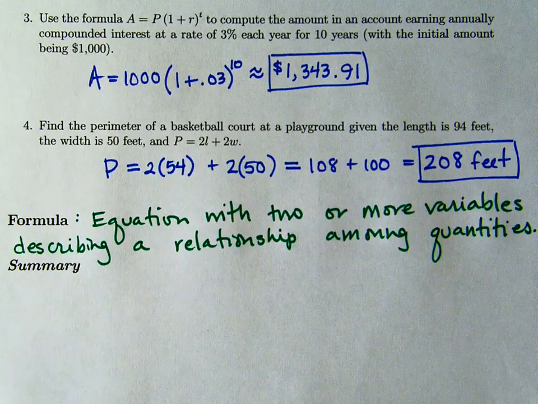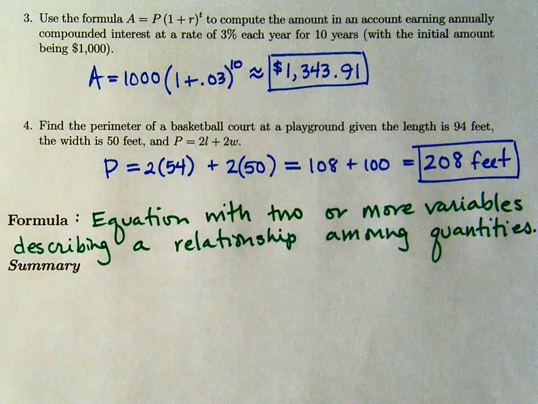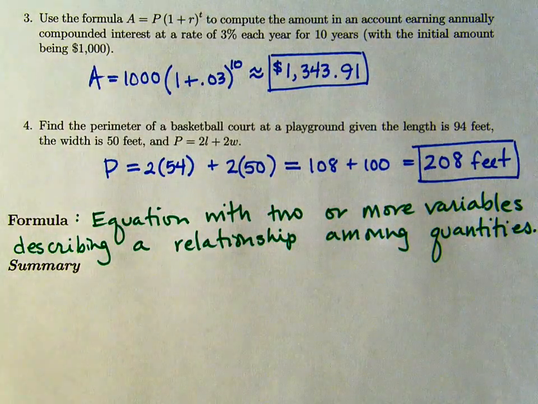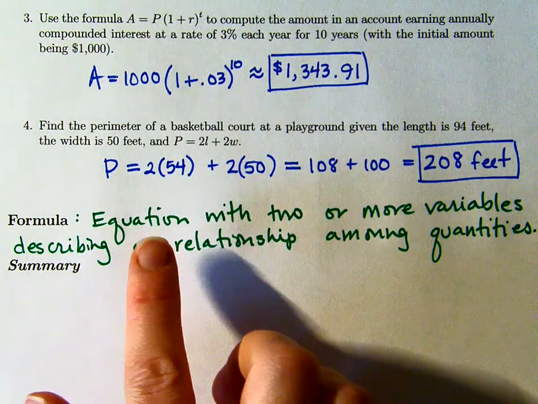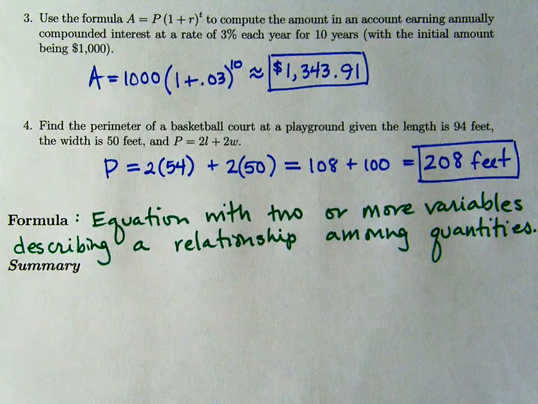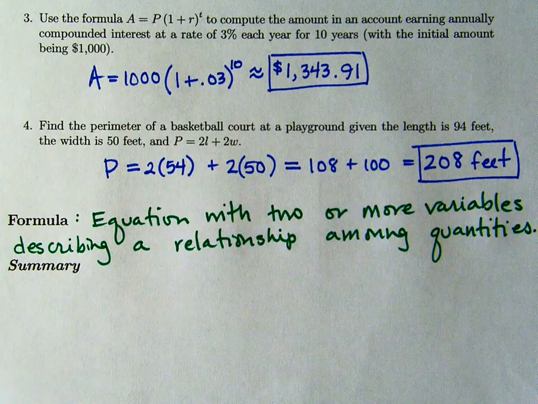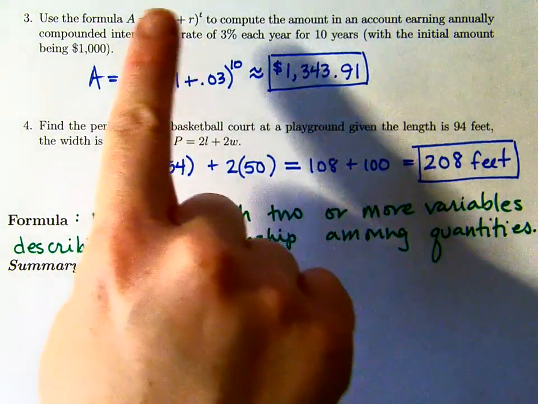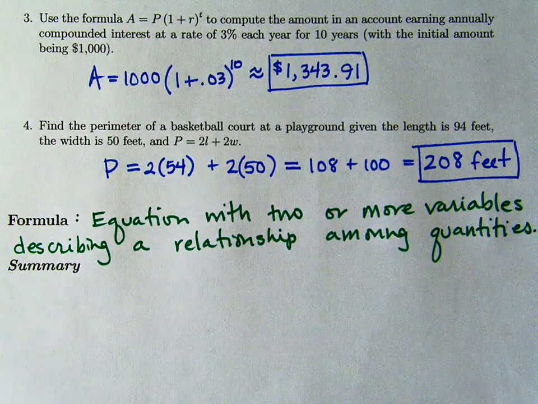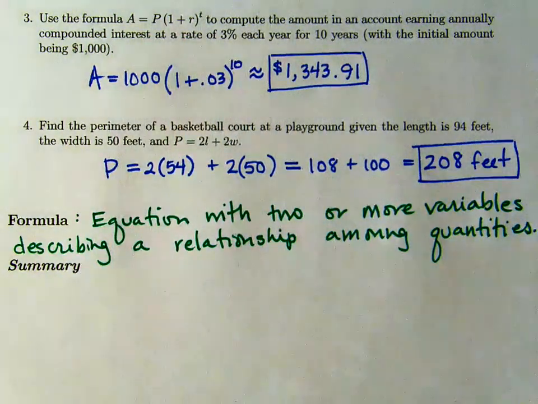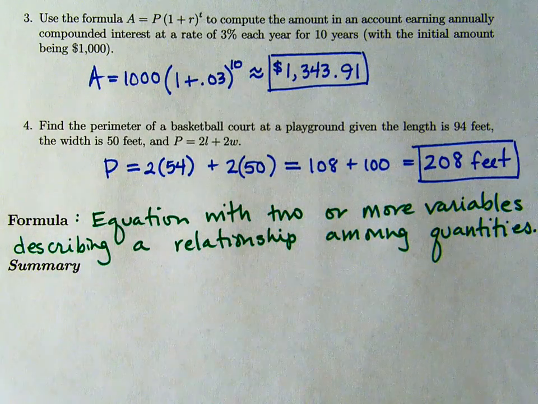So when I look back and think about the difference between this and functions and equations, first, equations could just have one variable, sometimes two, sometimes more. For instance, this is an equation, but it has more variables describing a very specific relationship about money, between money, rates, and time.